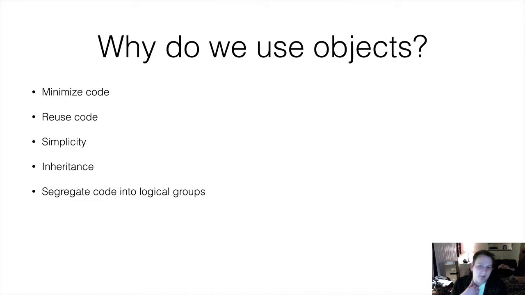Okay, so why do we use objects? So fundamentally it's to minimize code duplication, reuse code. It does make things simpler once you understand it. It's actually a really simple concept. It just takes a little while to get your head wrapped around it.